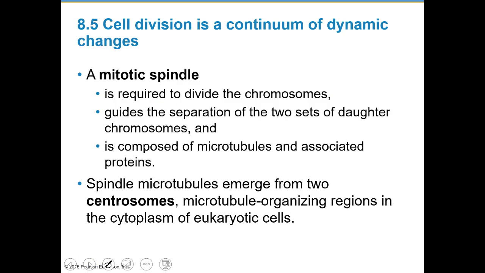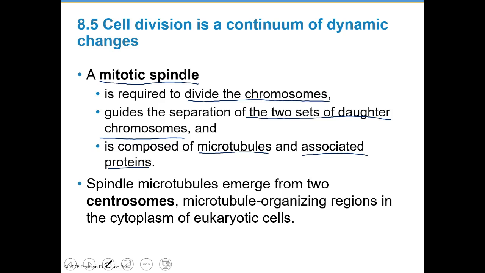A mitotic spindle is required to divide the chromosomes. It guides the separation of two sets of daughter chromosomes. So we've got two sets of instructions that have to be moved into each new cell. Our mitotic spindle is going to help make that happen. It has microtubules, so it's part of that cytoskeleton, and some associated proteins to make it happen.